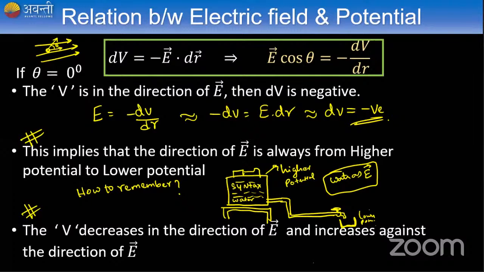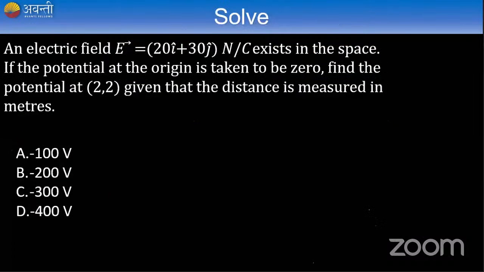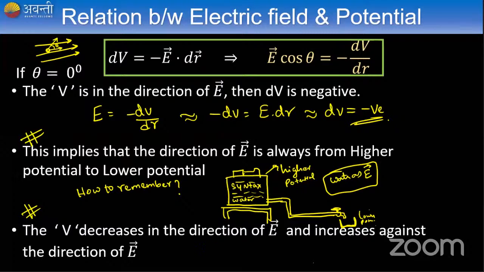Or one more thing we can apply: when I'm trying to move a charge in the direction of electric field, how much work should I do? The amount of work done by me is minimum, right? So my potential also decreases.